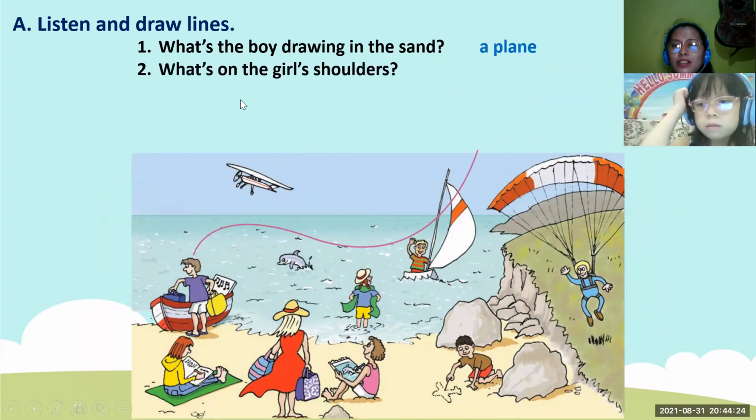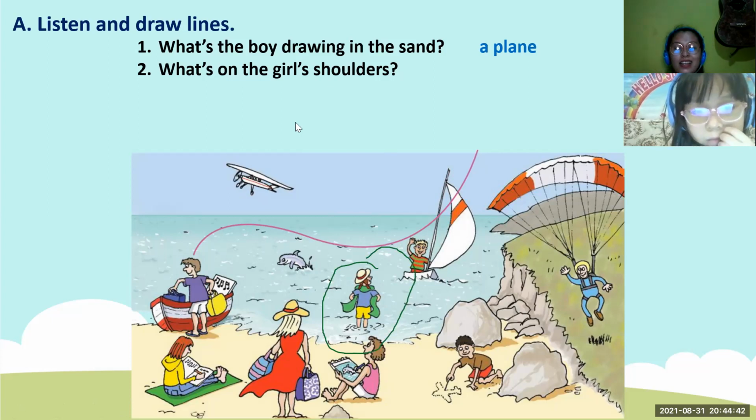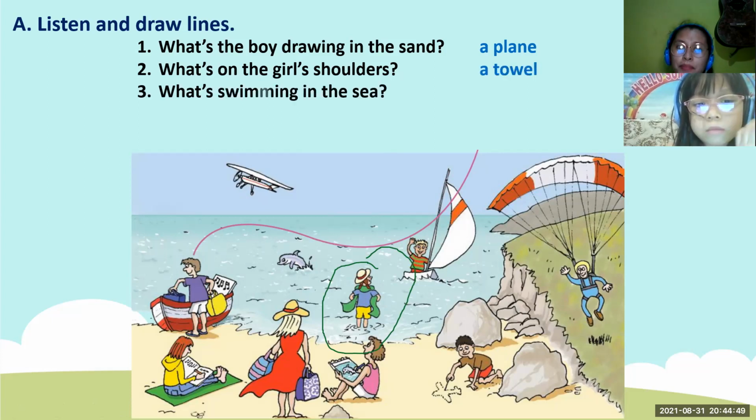Okay. What's on the girl's shoulder? How about on the girl's shoulders? Shoulder of the girl. Okay. I guess we are talking about this girl, the green one. You know what's that green one? That is to cover the neck. Okay, very good. That is a scarf or a towel.